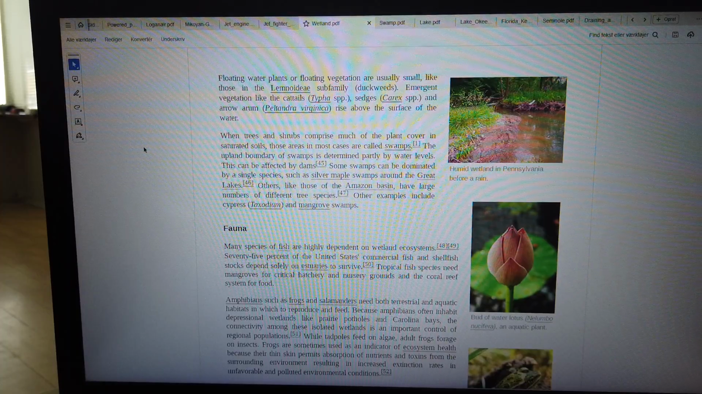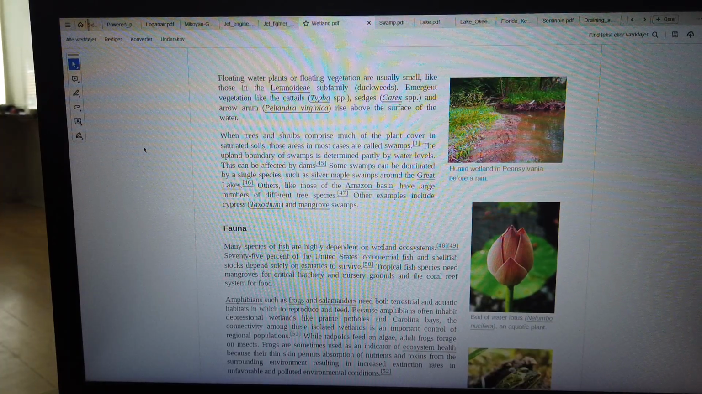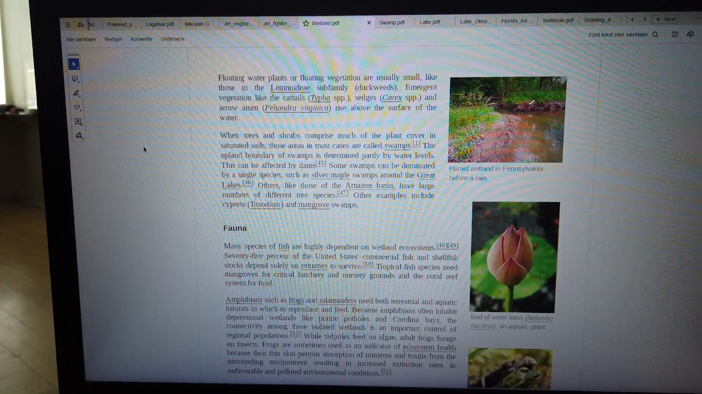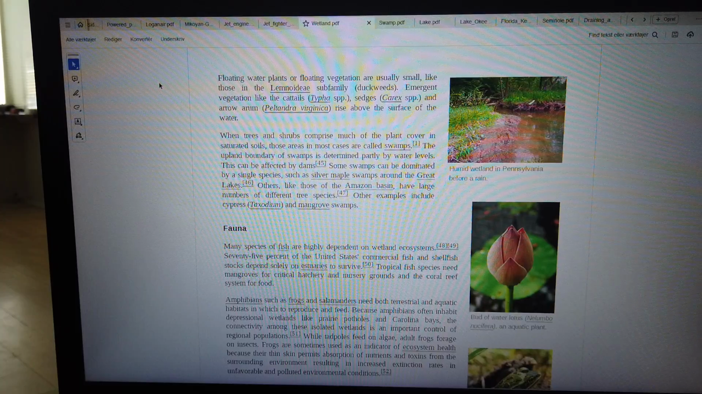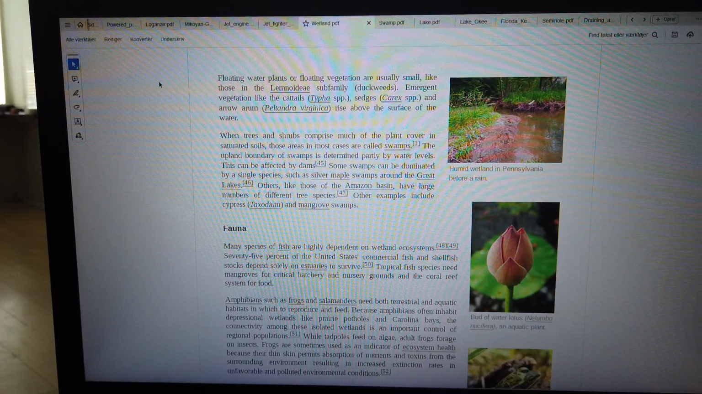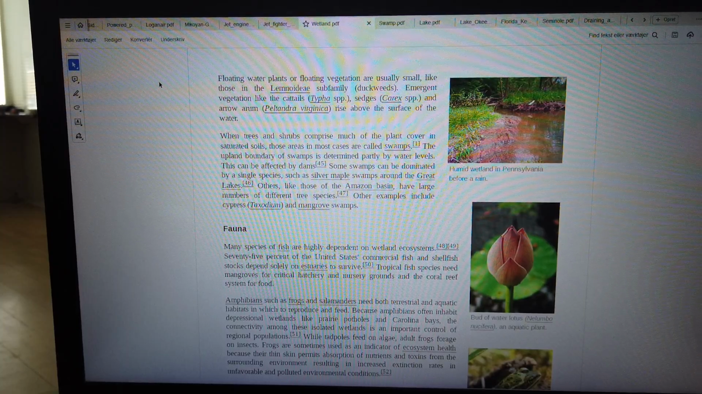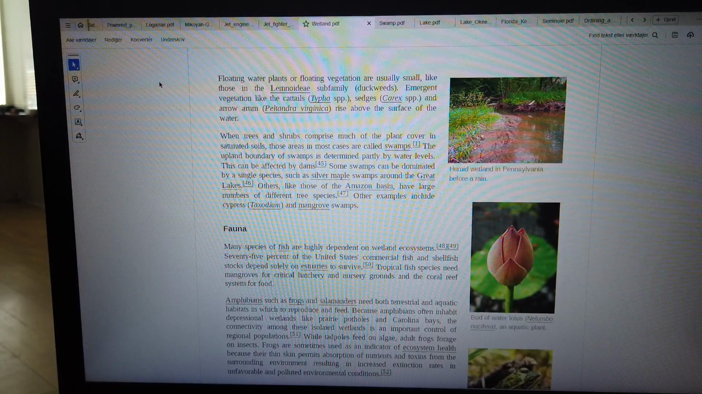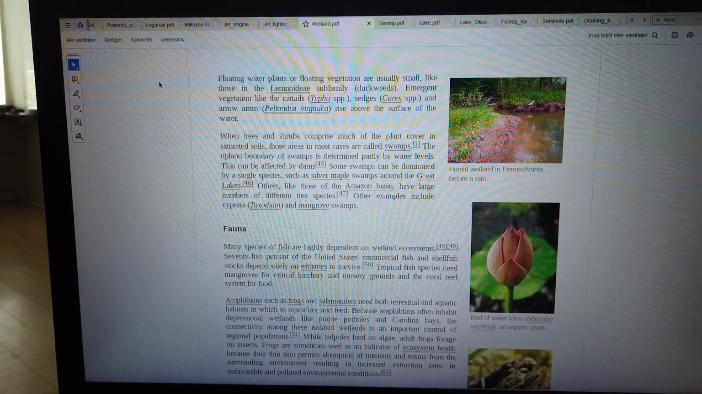Humid wetland in Pennsylvania before a rain. Bud of water lotus, Nelumbo nucifera, an aquatic plant. Floating water plants or floating vegetation are usually small, like those in the Lemnoideae subfamily, duckweeds. Emergent vegetation like the cattails, Typha spp., sedges, Carex spp., and arrow arum, Peltandra virginica, rise above the surface of the water.